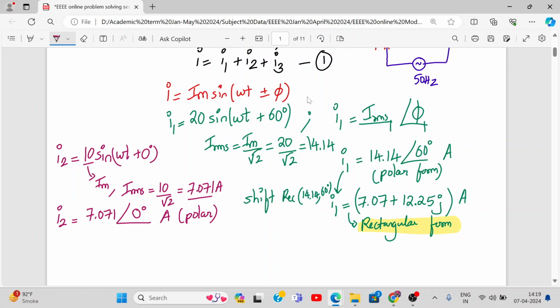Now you have to convert into rectangular. Press shift rec, 7.07 comma 0. So what answer did you get? 7.07 plus j0, right? Plus 0j ampere. So this is rectangular form.